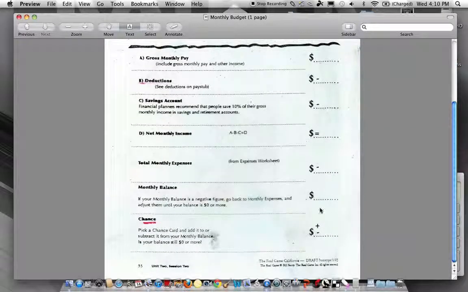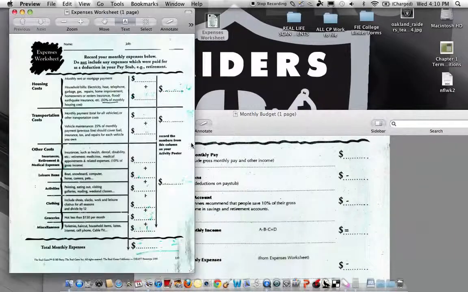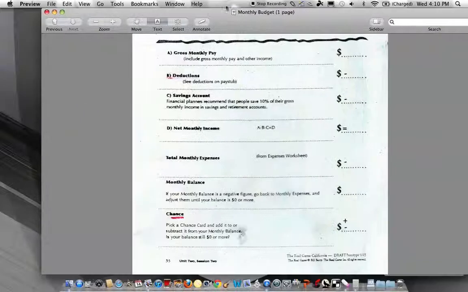You should end up with a positive number here. So the last thing you're going to do is net income, what you make and take home. From the total monthly expenses worksheet, which is down here, this number goes here, and subtract this number from this number to get a balance here that's positive.